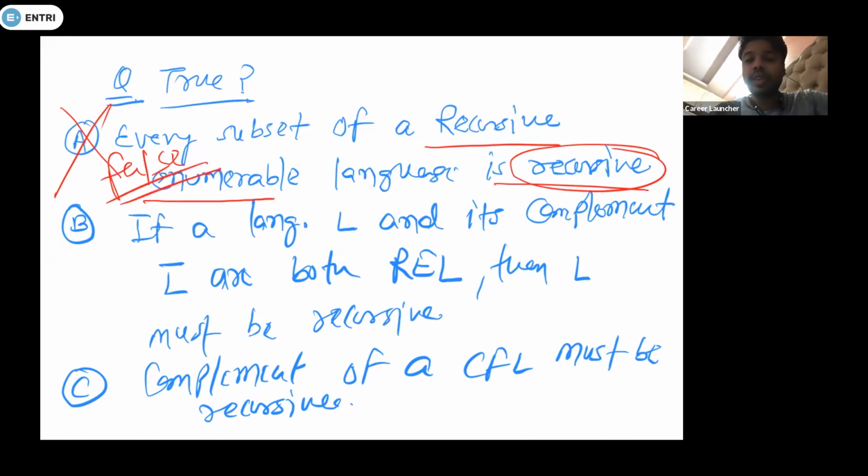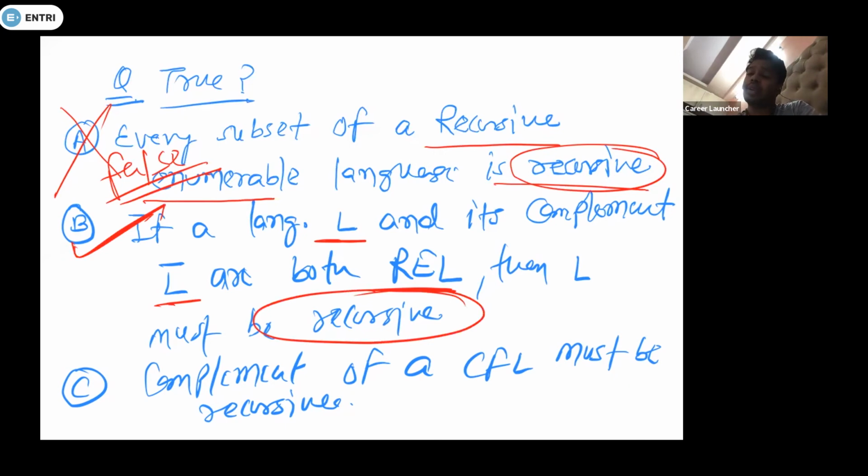B: if a language L and its complement L bar are both recursive enumerable languages, then L is recursive. Yes, because recursive languages are closed under complement. If L and its complement are both recursive enumerable, then L is recursive. So B is the correct one.